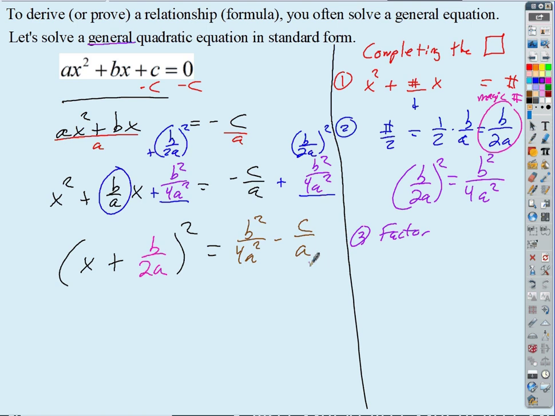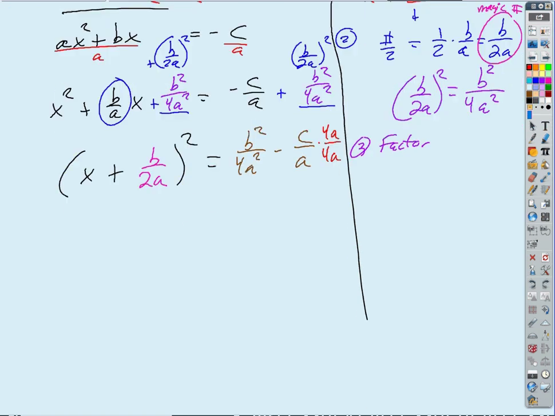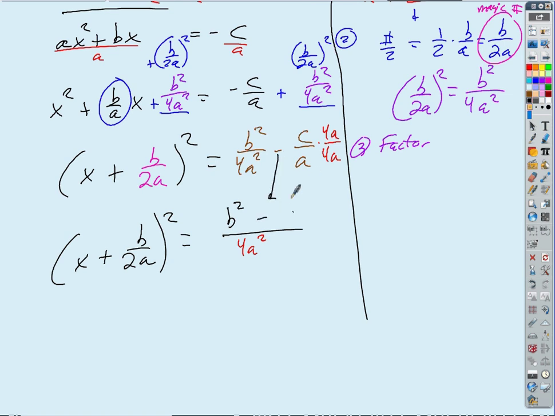What would I have to do to this fraction to get a 4a squared on the bottom, the c over a? I got to multiply top and bottom by what? What is it? 4a, right? Because I need a 4a squared on the bottom. So if I multiply both the top and the bottom by 4a, that's going to work. Right, then I'm going to get x plus b over 2a, squared, equals, on the bottom, my common denominator of 4a squared, and on the top I'm just going to get b squared minus c times 4 times a. I'm going to write that as 4ac.